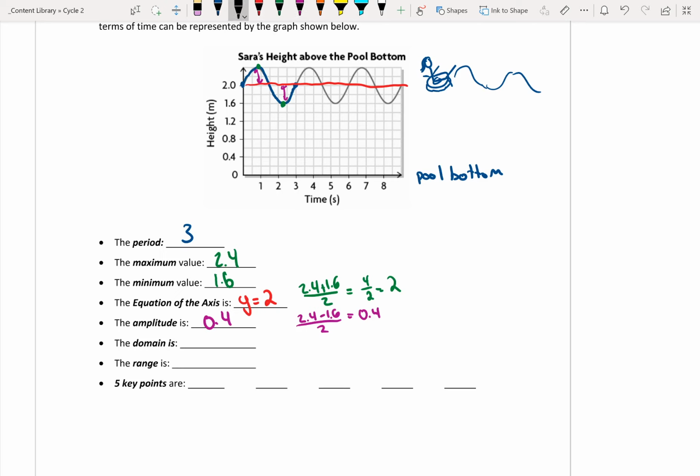Our domain, again, depending on what we want to say, if we're saying that this graph only goes from, it's restricted to whatever we see here. So we could say the domain is x is going to equal any real number, and the restriction is that it goes from 0 all the way to 8, or we could say again just x is any real number depending on what the situation is, if it continues on forever or not. Our range, or the y value, y equals any real number because we're dealing with a continuous graph, and in the range it goes from 1.6 all the way up to 2.4.